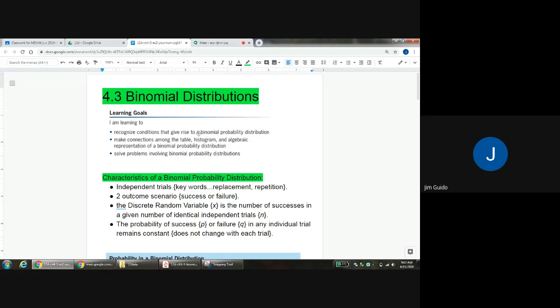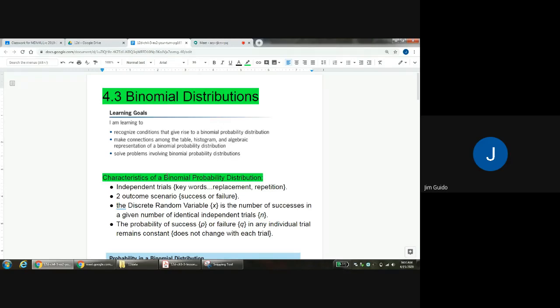Recognizing conditions that give rise to a binomial distribution, making connections among the table of values, the histogram, and algebraic representations of a binomial probability distribution, and to solve some problems involving binomial probability distributions.